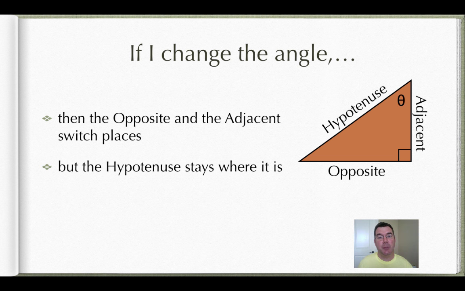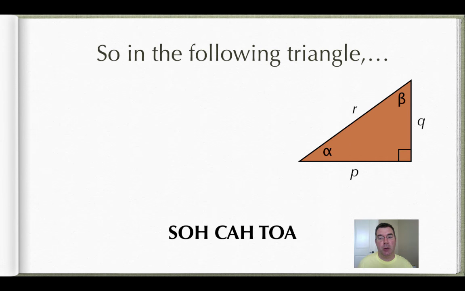But the hypotenuse, by definition, is just the longest side of the right triangle, so it can't go anywhere. It stays where it is. I can't call it anything else. All right, so in the following triangle, and just to make things clear, rather than use the Greek letter theta, I'm using two other Greek letters, alpha and beta. And I'm going to call the lengths of the sides of this triangle P, Q, and R rather than calling them opposite, adjacent, and hypotenuse, because that's going to change depending on whether I'm talking about angle alpha or angle beta.